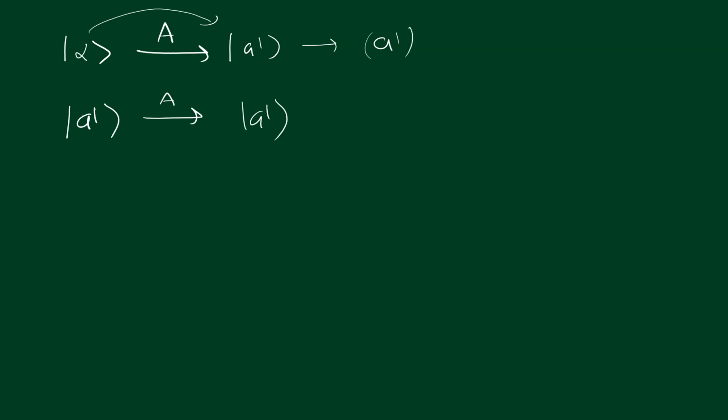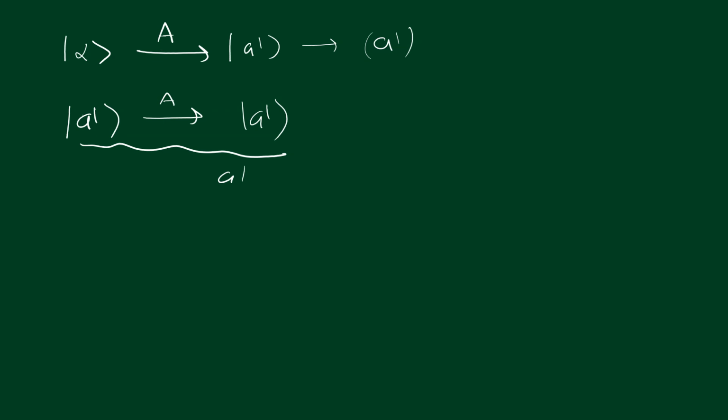In this case, we are certain to get the eigenvalue A prime, but in this case, we don't know. Before measurement, we don't know which of the eigenvalues of A we are going to get. We are sure to get one of the eigenvalues of A, but we don't know which.